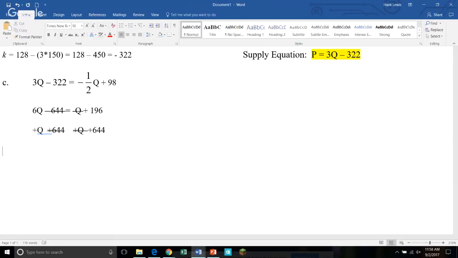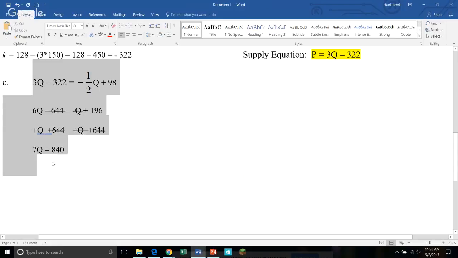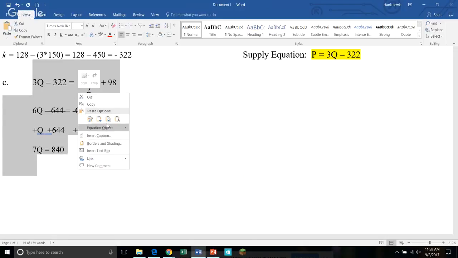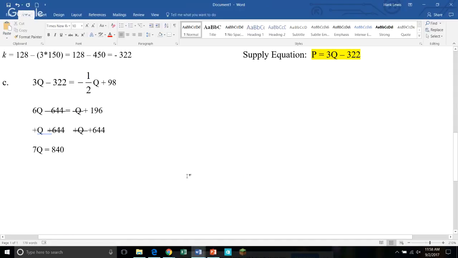All right, so let's go to the next line here. 6 times q plus 1 times q is equal to 7 times q. And then equals 196 plus 644 is equal to 840. Now this is closer to what we want, but we need this thing to say q star equals. And so the question is, how do you do that? Well, you divide both sides by 7. 7 times q divided by 7 will just be 1 times q, and that's q star.